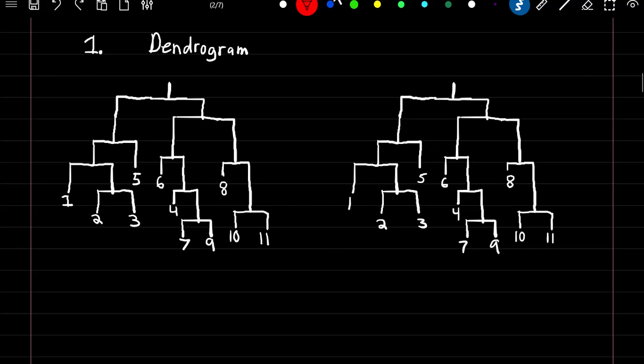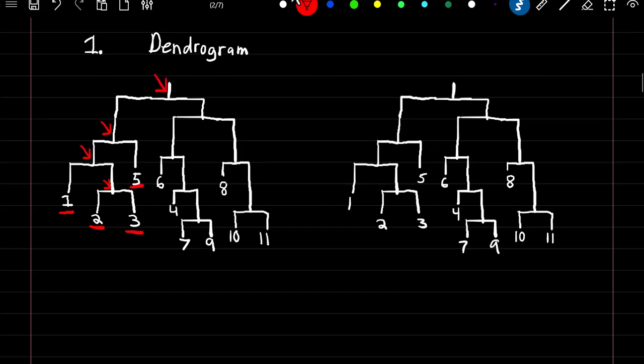The way it works is all observations start out in their own groups. So here we have observation 1, observation 2, observation 3, and so on. Now, as we work our way up the dendrogram, these observations are going to be fused together. At this point, observations 2 and 3 would be fused together. At this point, we'd have observations 1, 2, and 3 fused together. At this point, 1, 2, 3, and 5 would be fused together. And we keep doing this until all observations ultimately get grouped together.